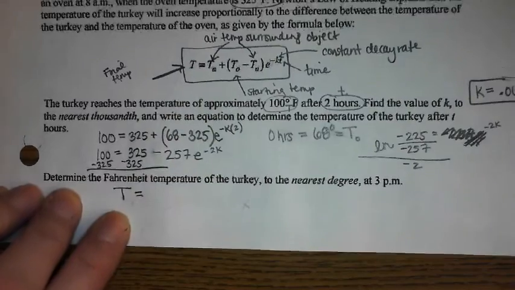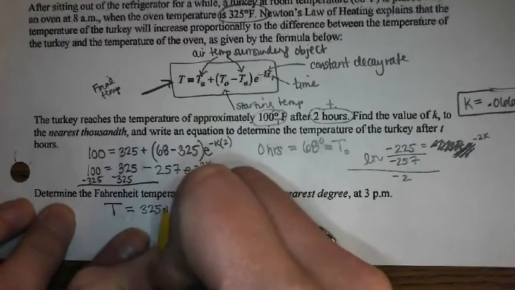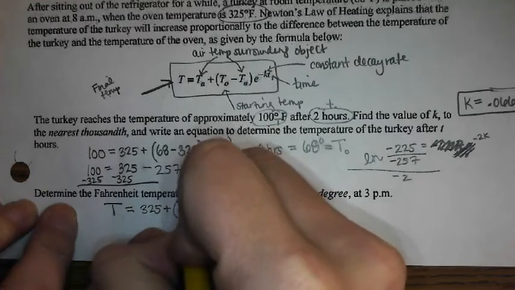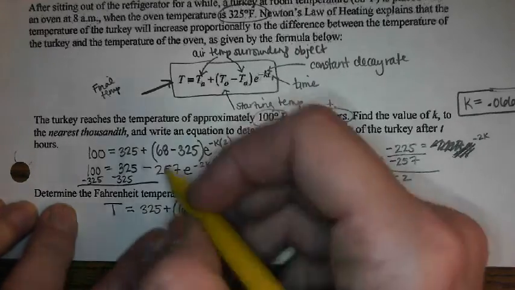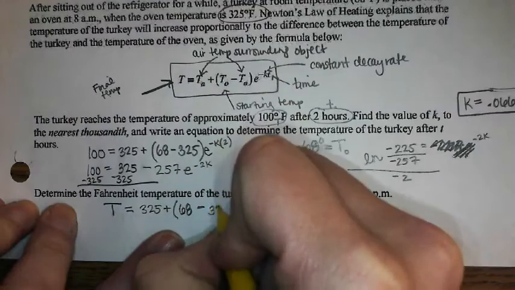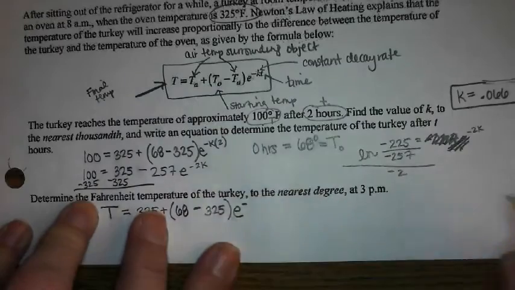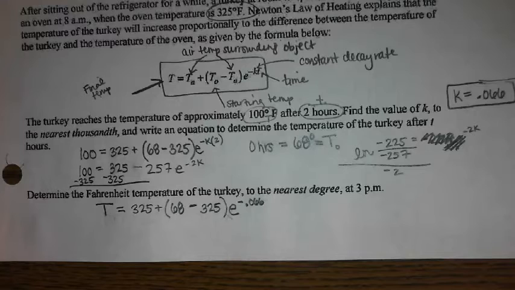What's T sub A? Still 325. What's T sub 0? Still 68. That was at 8 a.m., right? That was the initial time that we started all this nonsense. 8 a.m. Minus T sub A is 325 again. E to the negative, K is 0.066. And what is the number of hours I'm waiting? 7. Very good.